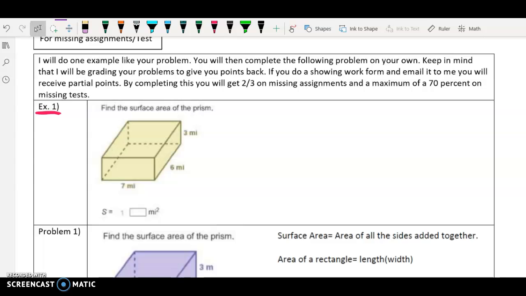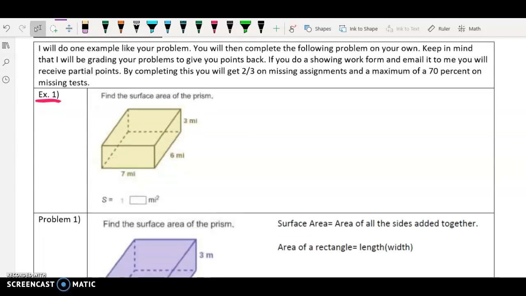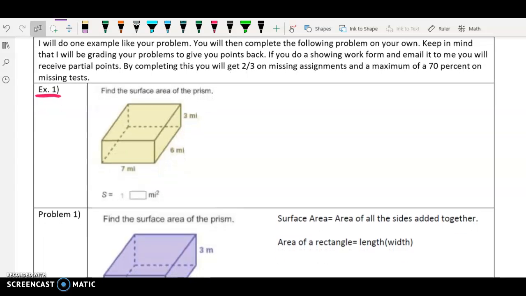If you're not missing a test, but you're missing all the assignments, this is another way just to get those 2 out of 3s back. Or if you are missing just the test, you can also do this as well. But just keep in mind, if you do this, you can only get a maximum of a 70% because we aren't taking the full test that I assign to students. So what a maximum of a 70% means is you will get a C on the test.